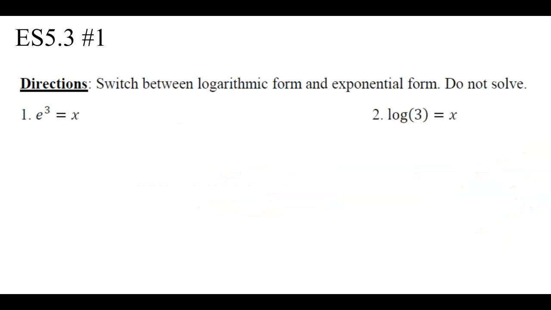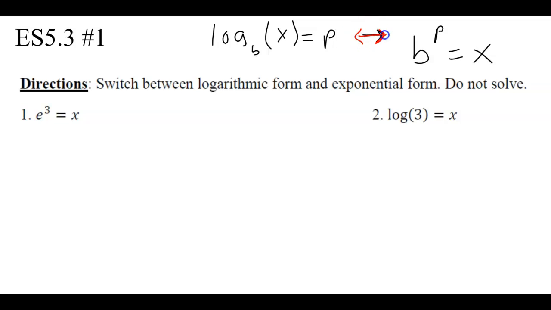Okay, ES5 LT3 number 1, the way that we convert this, we have a little rule that we did, and it said if you have log base B of some number X equals P, then that is the same thing as the base of the log raised to the power of the number on the right side equals that number in the middle, X. And that actually works both ways, so vice versa.